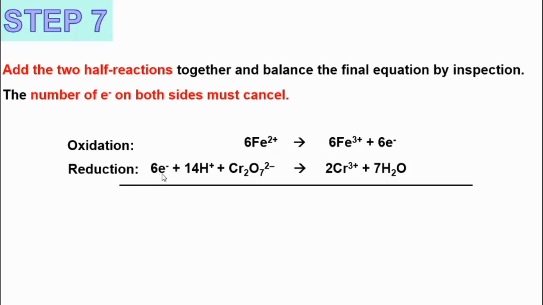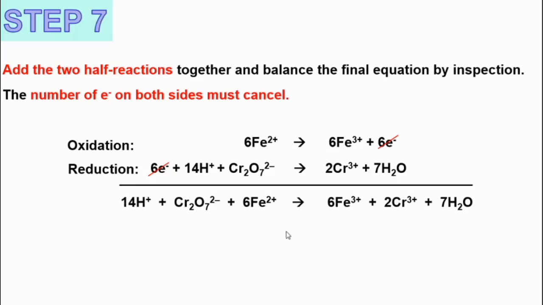So these 6 electrons and these 6 electrons will be cancelled. Okay, so what we are going to do next, since there are no more same species here, is add up the right side, and combine all the species on the left side. And let's look at the full equation, and we are going to get this equation.